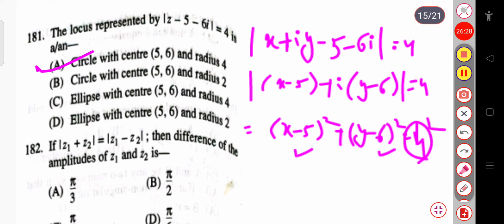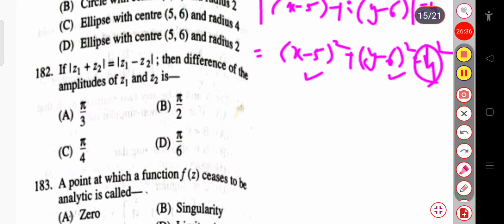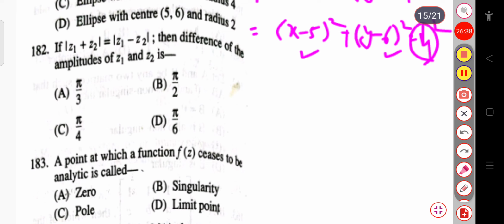So from this you simply write z equal to x plus iy, and after solving you will get the circle equation. Now the next question: if mod z1 plus mod z2 equal to mod z1 minus z2, then the difference of the amplitudes of z1 and z2 is, so you can solve it or directly remember this is equal to pi by 2.